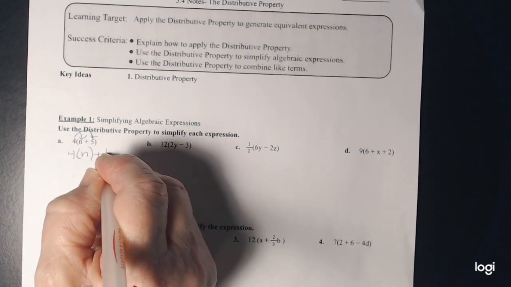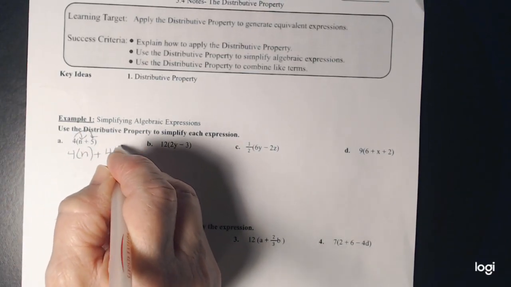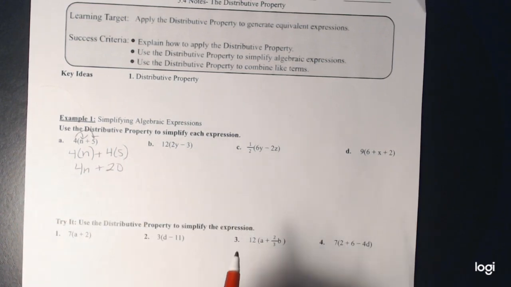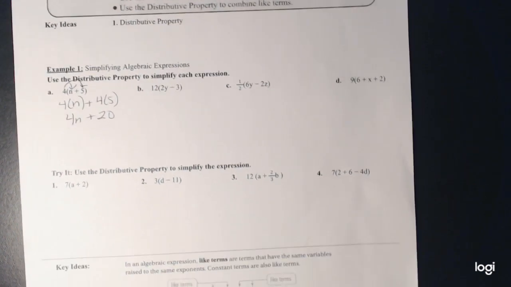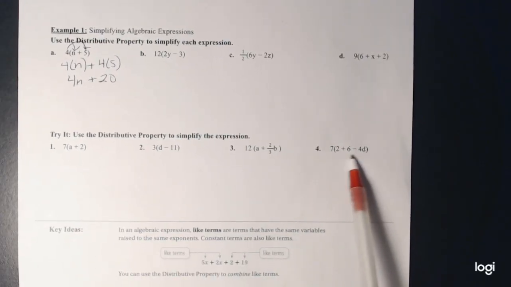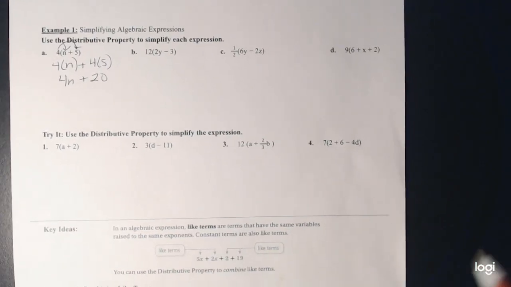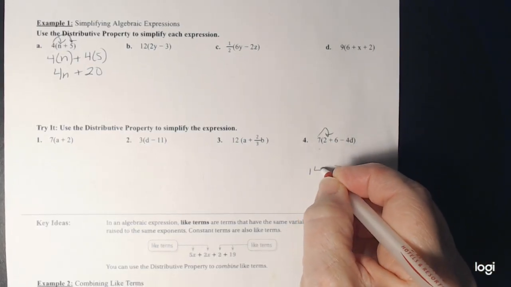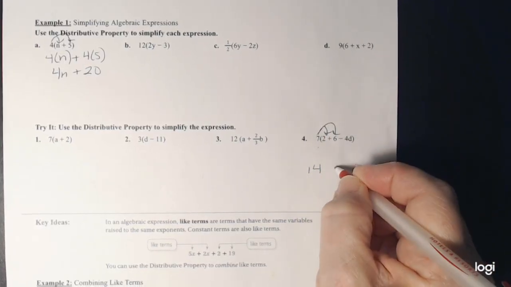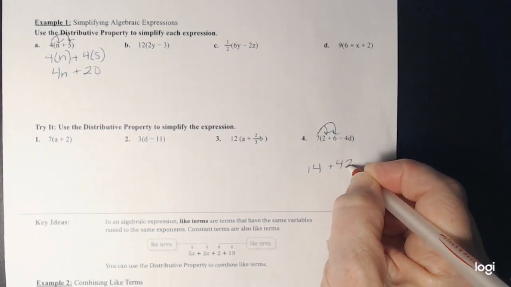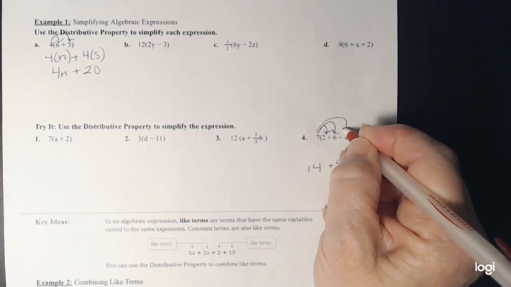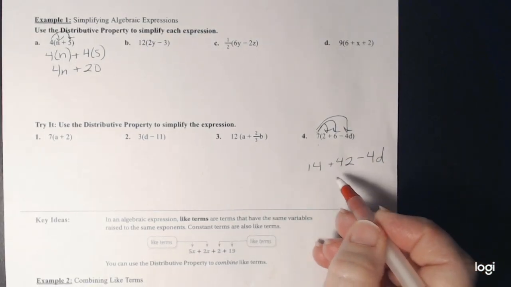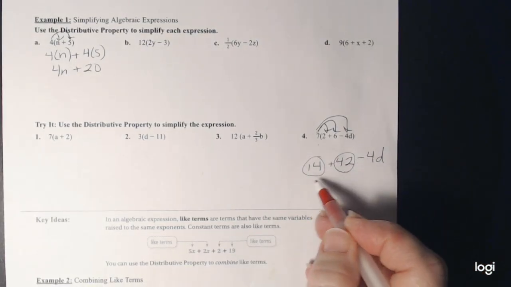Okay, so this should already be finished on our paper. When we came down here to do some of the problems, we ended up having 3 terms. When we did 7 times 2, we had 14. We had 7 times 6, that's 42. And over here, we had 7 times 4D, and then we had a 4D. What we had to do was combine what we would call like terms.